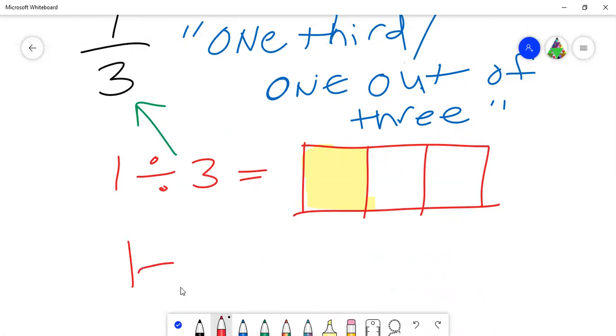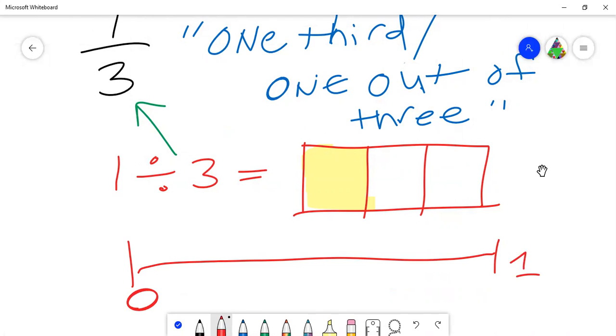So we're going to draw a number line that's only going to go to the number 1. We're going to cut that into 3 equal pieces. Again, there's 1 piece, 2 pieces, 3 pieces. And right here is the 1/3 that I started with.